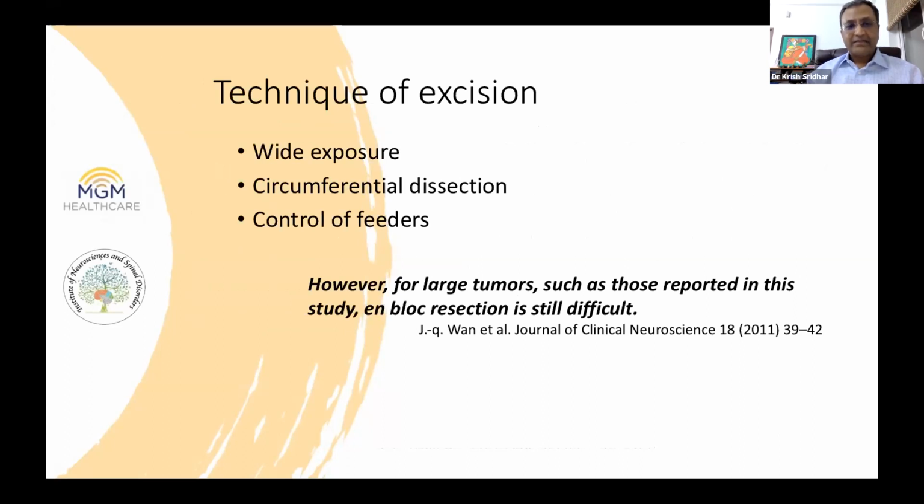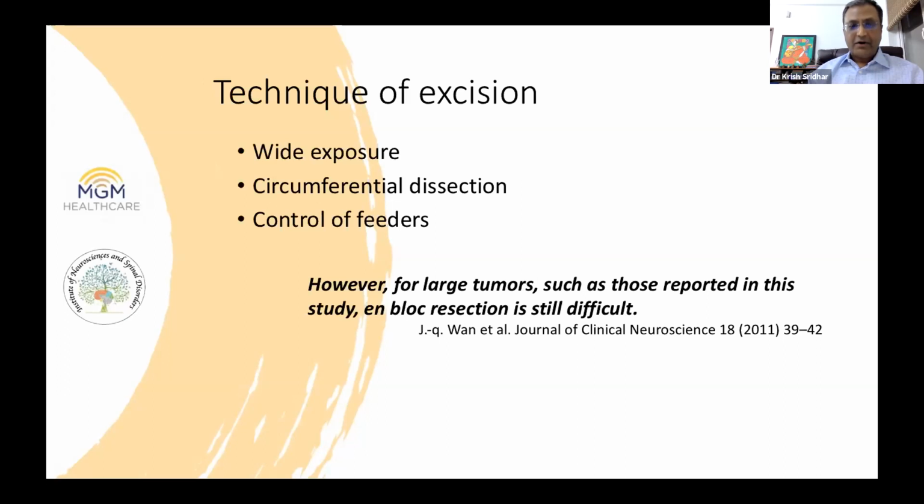You have a wide exposure. You don't do hemangioblastomas with a small opening. You always have a wide bony opening and dural opening, because what is needed is a circumferential dissection. You have to go around the lesion. You cannot debulk the lesion like you saw what the previous two speakers spoke of with acoustics or with meningiomas. And you need to control the arterial feeders as you go along.